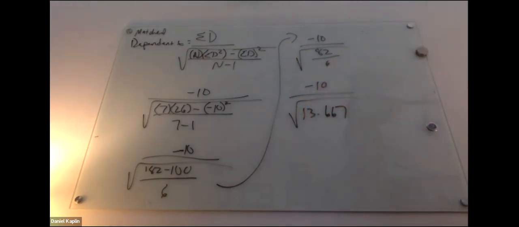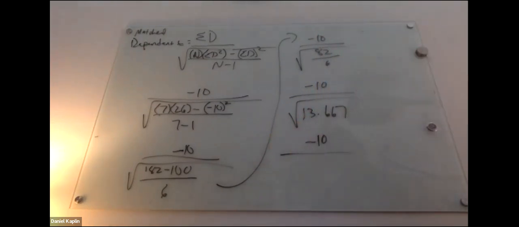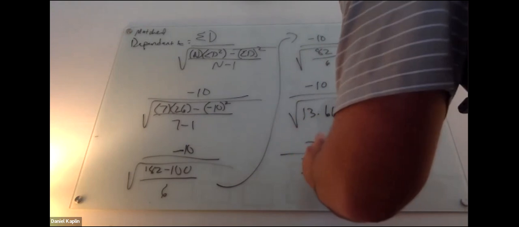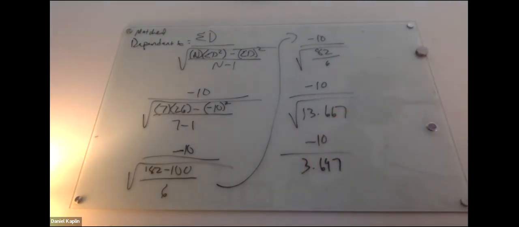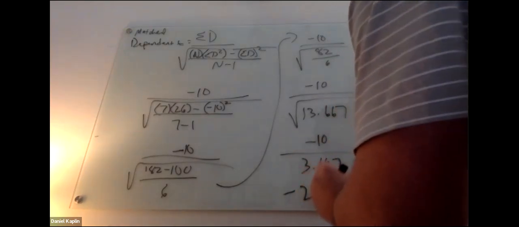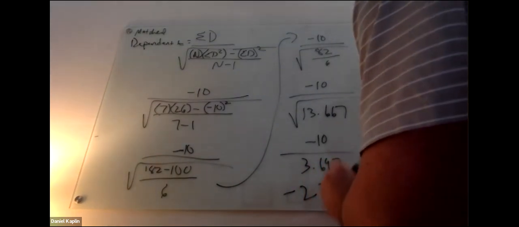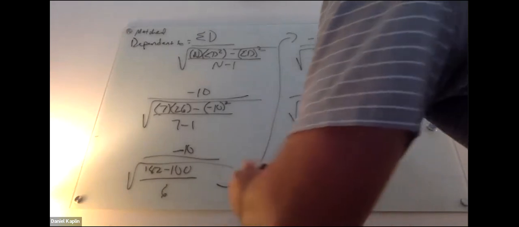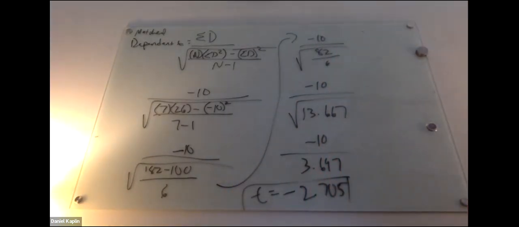We get minus 10 over the square root of 13.667. Okay, so let's take that. We do minus 10 divided by the square root of 13.667, and we get a denominator of 3.697. And now we just have to do negative 10 divided by 3.697, which gives us a negative 2.705. So that's our T. All right. So now we've calculated our T.